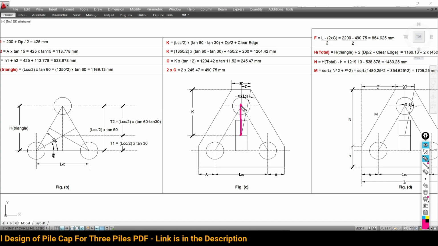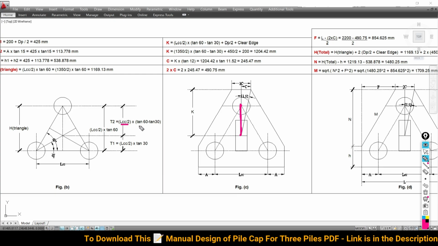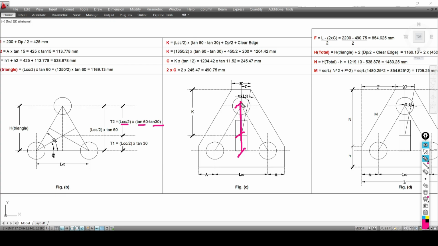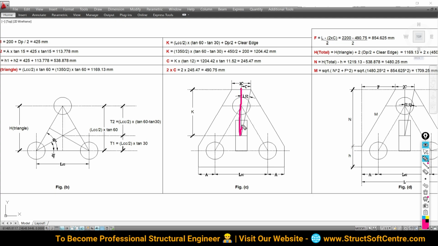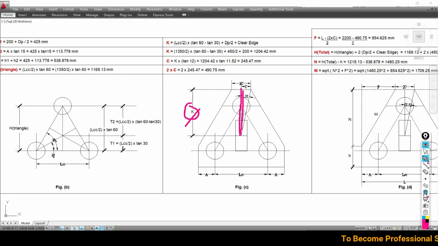And how can I calculate this height? It's very simple. That is LCC divided by 2 multiplied by tan 60 minus tan 30. If you subtract this height, you will get this upper height. Plus above that we have to add half of the diameter of the pile plus the clear distance. So overall we have to find out this total height, and we are going to call it total K.